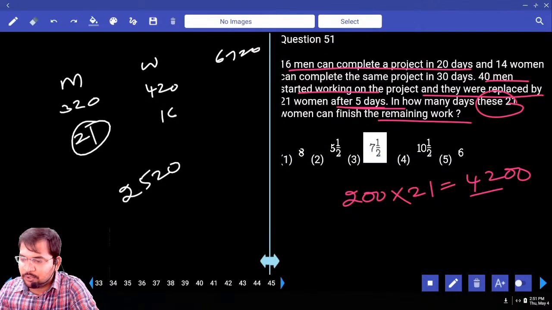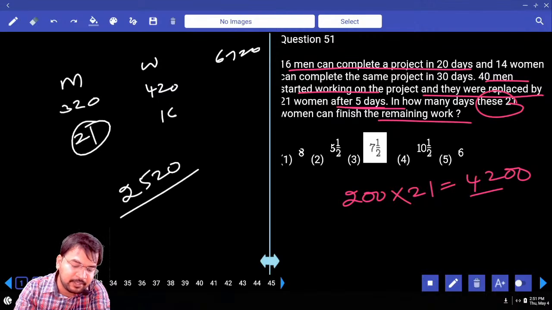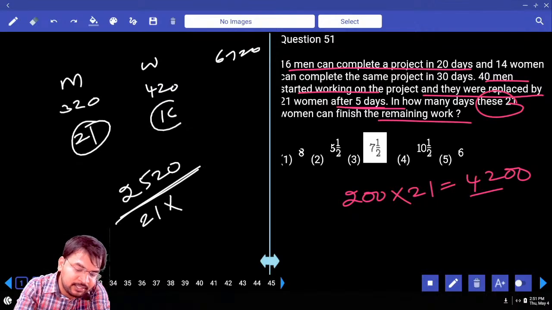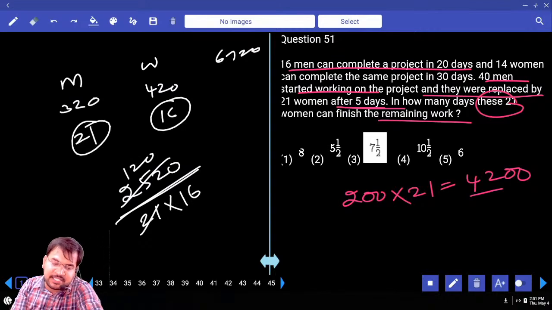We need to find out days only, na. How many women are there? 21 women are there, na? Per woman how many work? 16. 21 into 16, 21 how many times? 120 times. So 120 by 16.